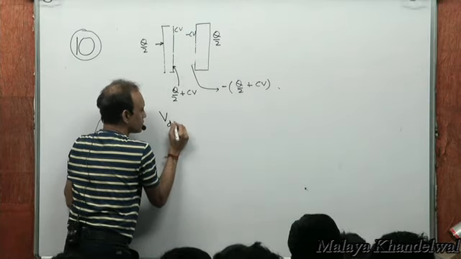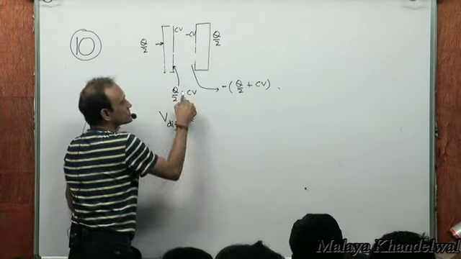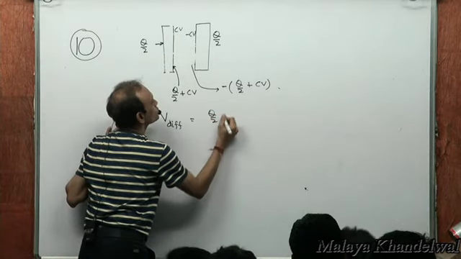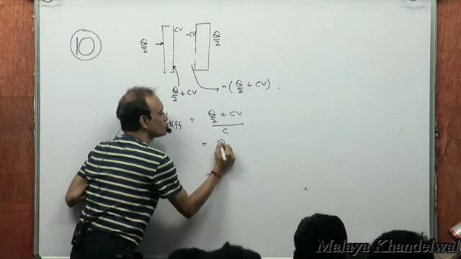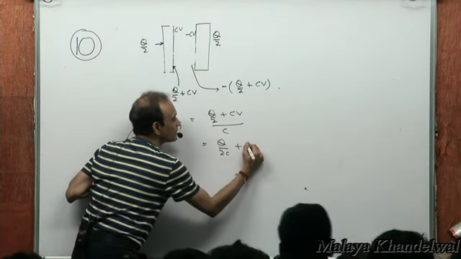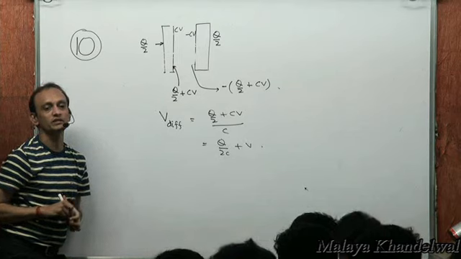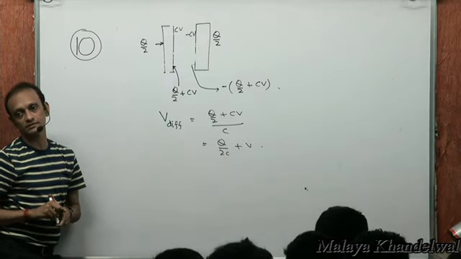The potential difference is going to be the charge on the inner surfaces, Q/2 + CV, divided by C. So that's going to be Q/2C + V. Q/2C + V is going to be the potential difference between the two plates.